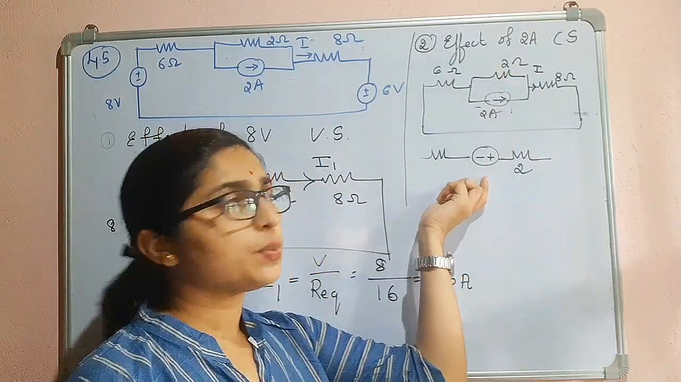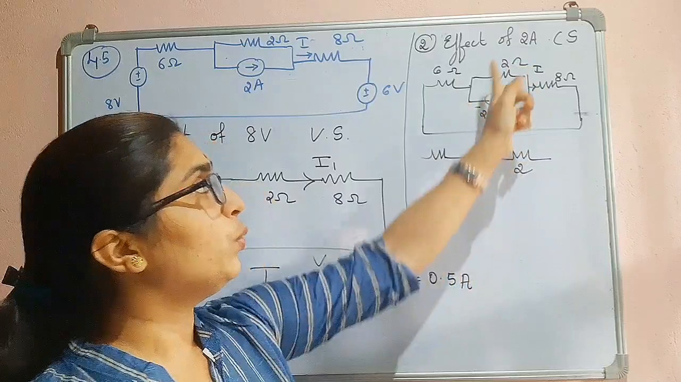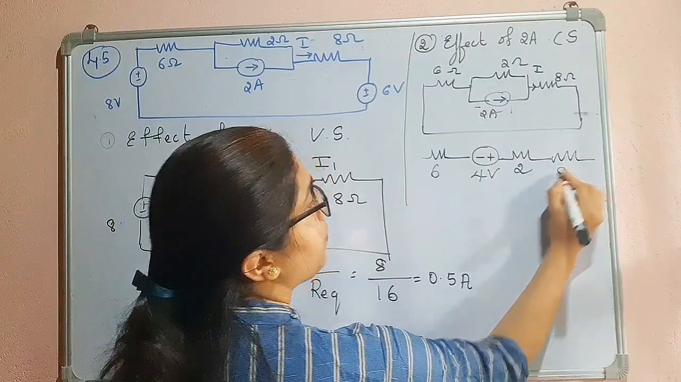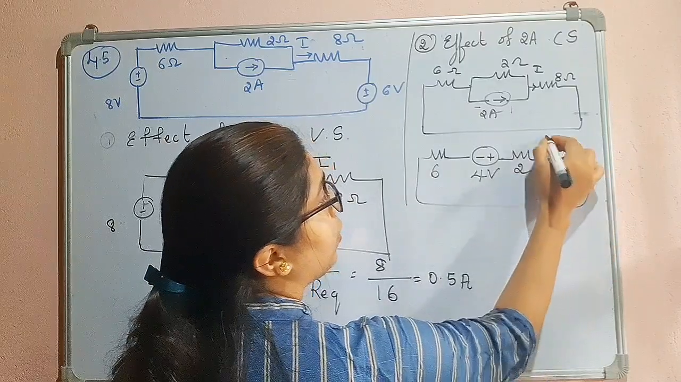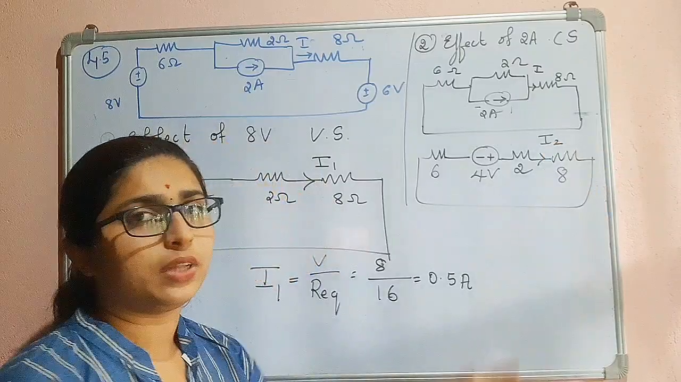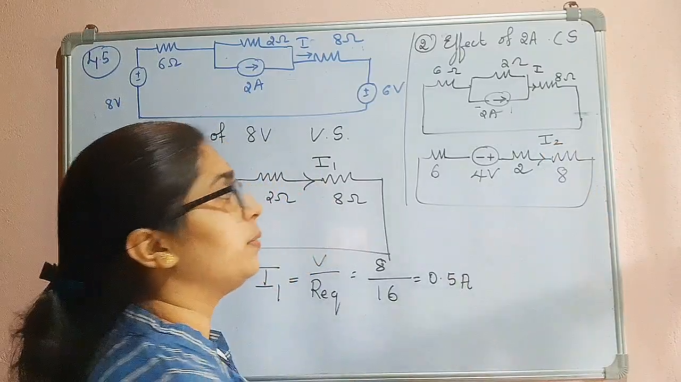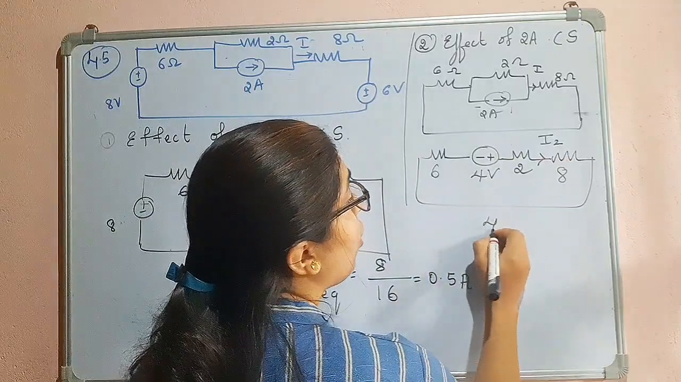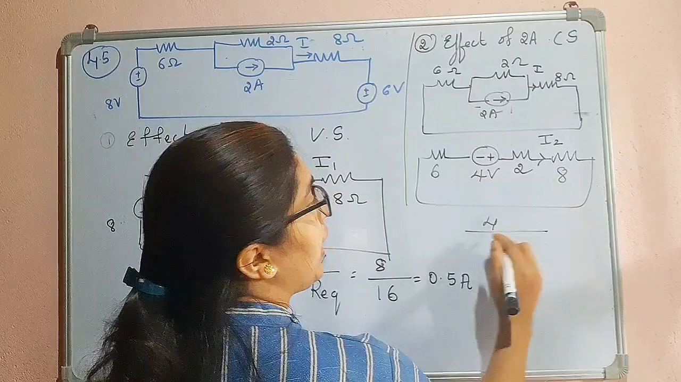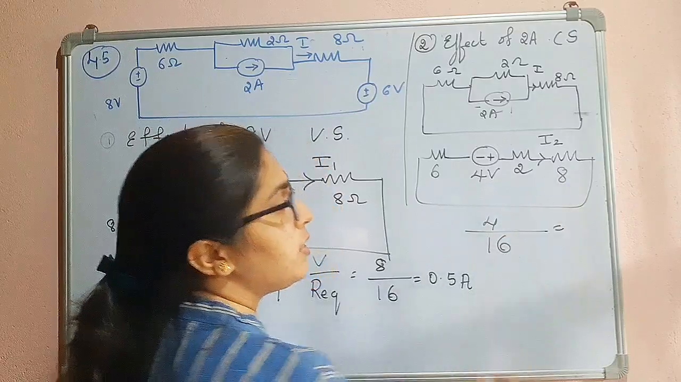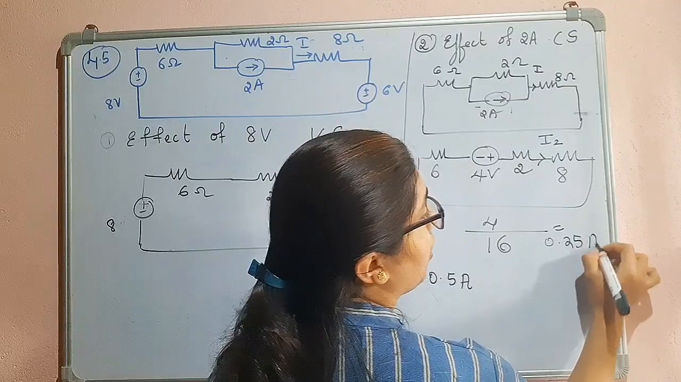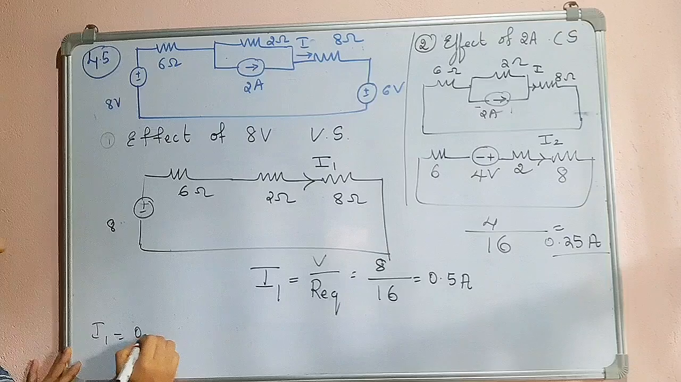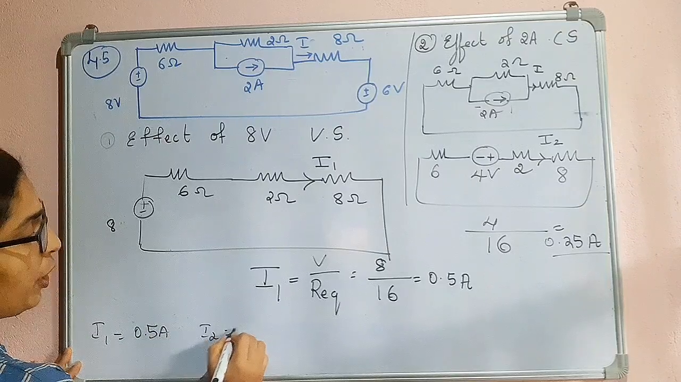What will be the value of this voltage source? That will be I into R, so 2 into 2, which is equal to 4 volts. This is 6 ohms and this is 8 ohms. Now I can find this current, and I will consider it as I2, that is due to the 2 ampere current source. The value will be 4 divided by 6 plus 2, 8; 8 plus 8, 16. So this is 0.25 ampere. I2 is 0.25 ampere. I will write it here: I1 is 0.5, I2 is 0.25 ampere.